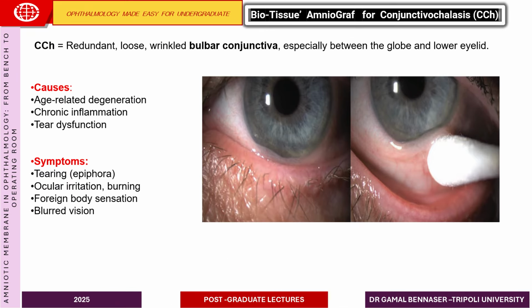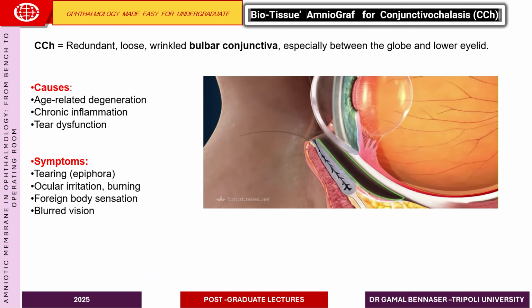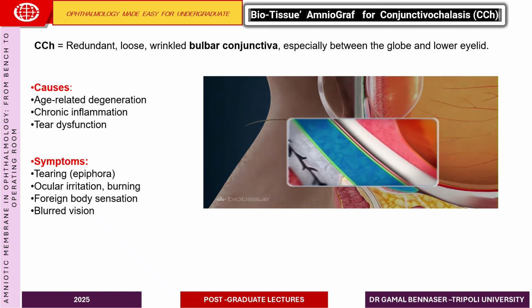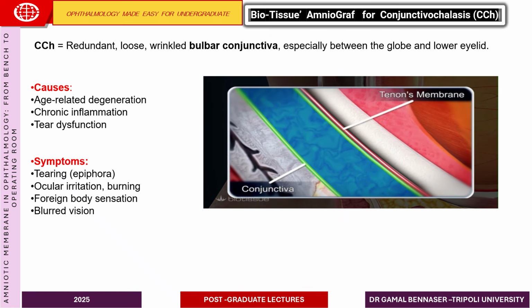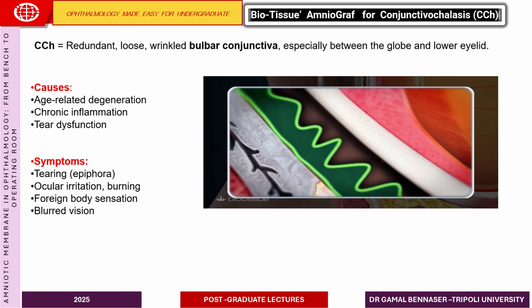Now we come to another application of the amniotic membrane in what's known as conjunctivochalasis, which is commonly seen in elderly people and defined as the presence of redundant or loose and wrinkled bulbar conjunctiva between the globe and the lower lid. And this is usually missed as chronic epiphora, or watering of the eye.